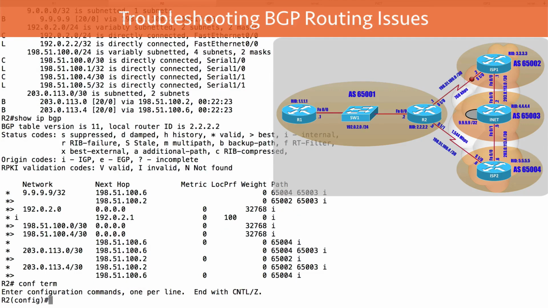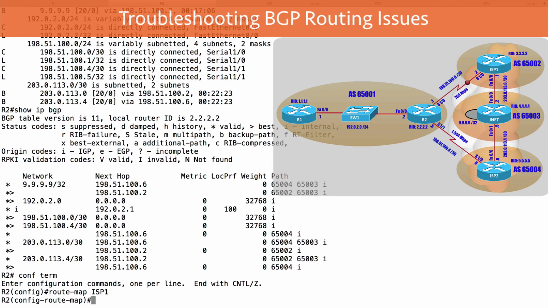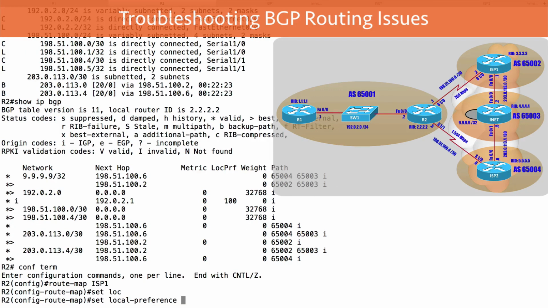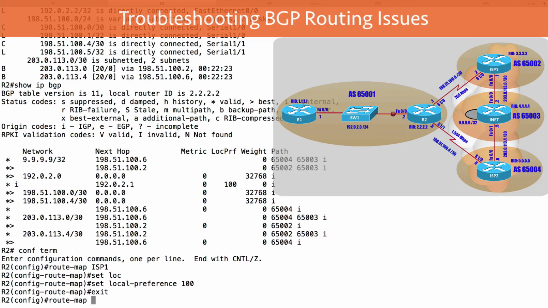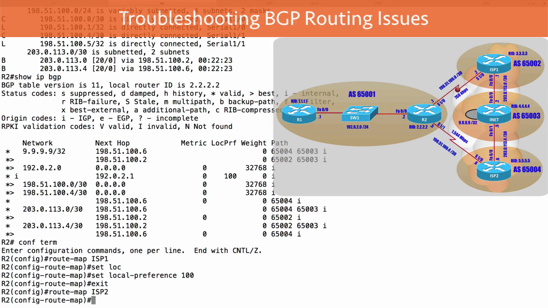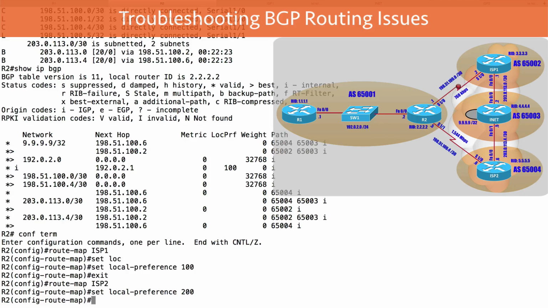Let's go into global configuration mode, and I'll say route-map, and I'm going to create a route map for ISP1. And I'll set the local preference to 100, and I'm going to apply this to routes that I'm learning from ISP1. Let's create another route map for ISP2, and I'm going to set a higher local preference value to make it more preferable. I'll make it 200. Now, to make this take effect, I have to apply the route maps as part of a neighbor statement in router configuration mode for BGP.